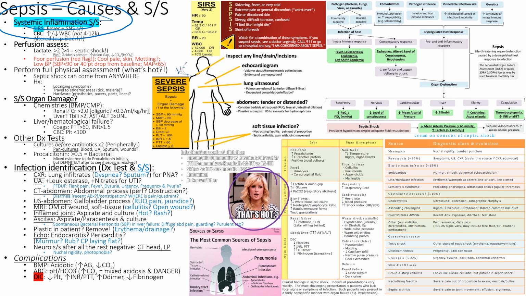SNS symptoms are your heart rate and tachycardia, right? Or sorry, your heart rate and respiratory rate. And then CBC will tell you about your white blood cell count, right? You can't just hold your hand over someone's forehead. You got 18.2, right? So that's not going to happen. So you got to do a CBC, and that will tell you what their white count is.